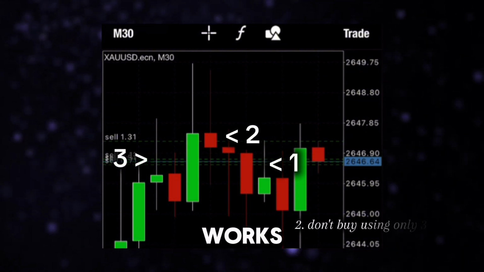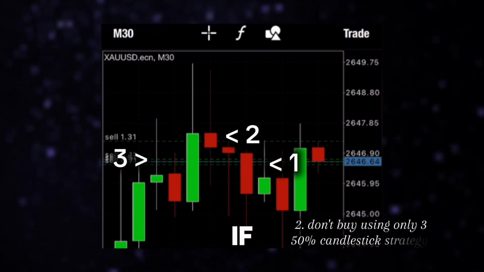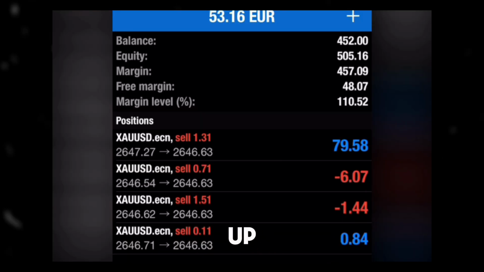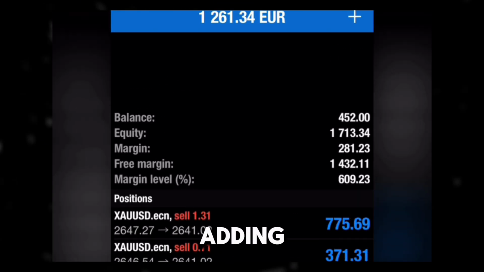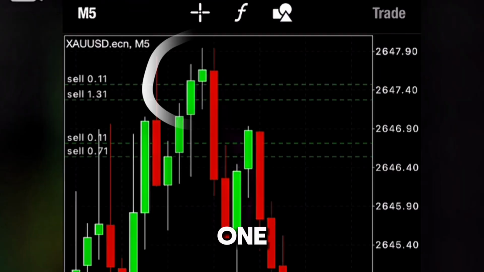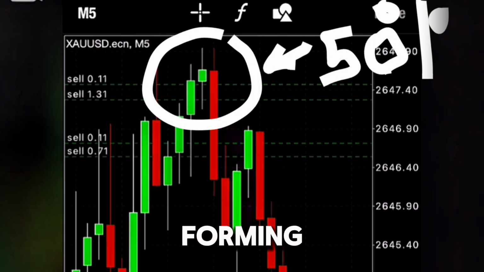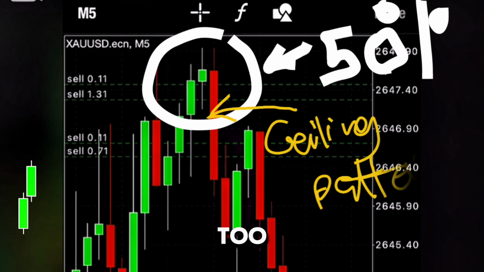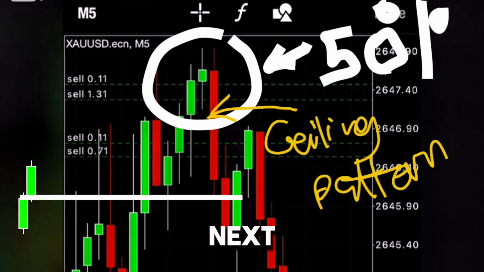Although this strategy works 70% of the time alone if traded religiously, you can up your win rate to 90% by adding the first 2 strategies to the equation. Like let's say you see one 50% candle formation forming. You want to make sure the ceiling candlestick pattern is active too. It should pop up next to your 50% candle formation and be at the up tip if you want to sell, or the down tip if you want to buy.